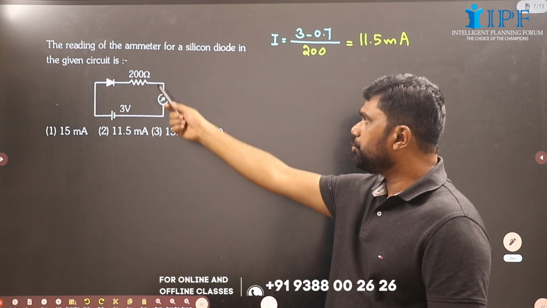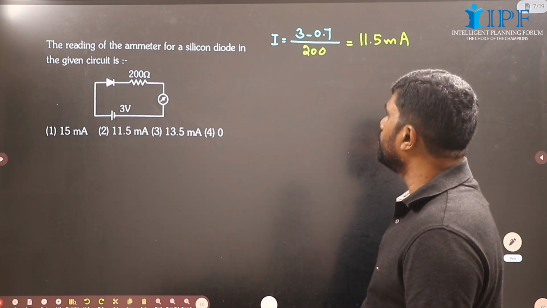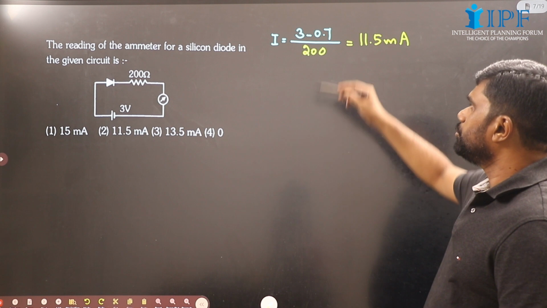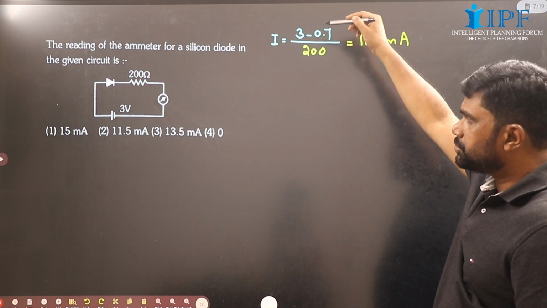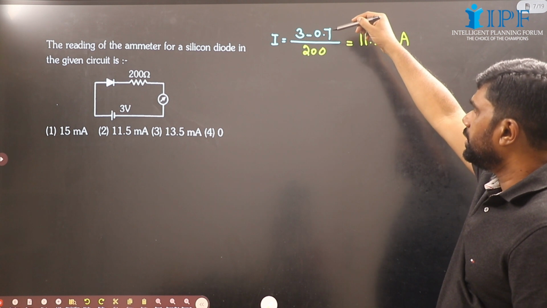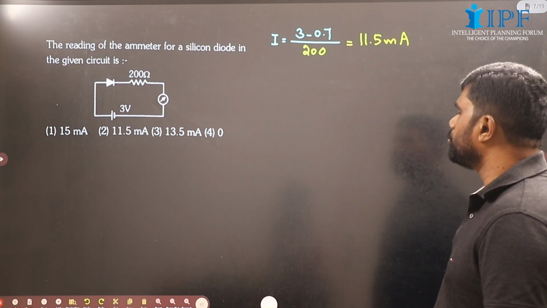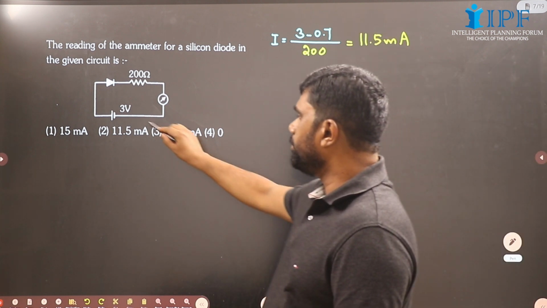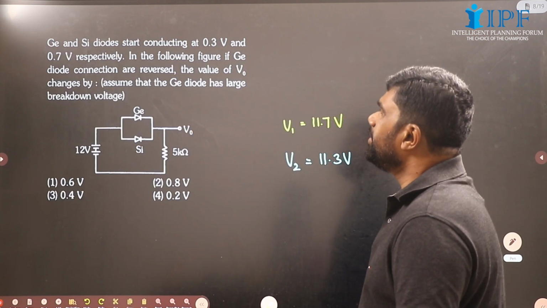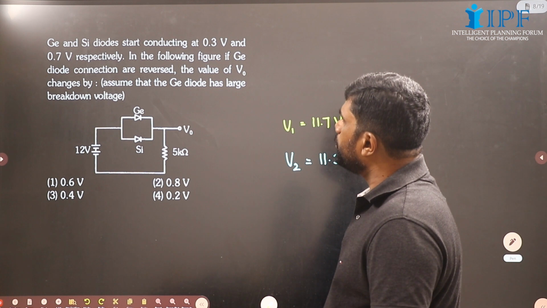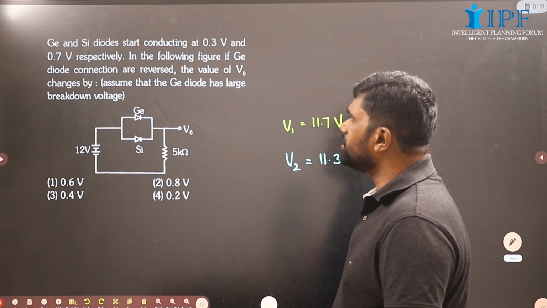So the remaining 2.3 will come across the 200 ohm resistance. 3 minus 0.7, that is the voltage across the 200 ohm resistance. So the current through the circuit will be (3 minus 0.7) divided by 200, that is 11.5 milliampere. Now, germanium and silicon diodes start conducting at 0.3 volt and 0.7 volt respectively.